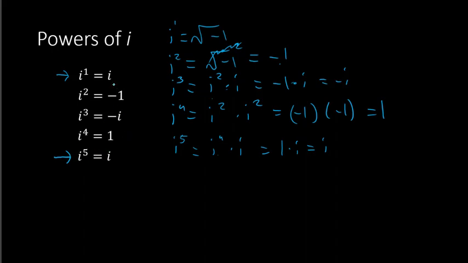So i to the fifth power is equal to i to the first power. i to the sixth power would be the same as i squared, which is negative 1. i to the seventh power would be the same as i cubed, which is negative i. i to the eighth power is the same as i to the fourth power, which is 1, and etc. So this pattern is going to continue. We have i, negative 1, negative i, 1. i, negative 1, negative i, 1. So it repeats. So what we can do is we can use this to figure out i to any power.